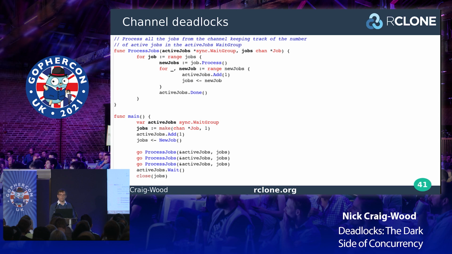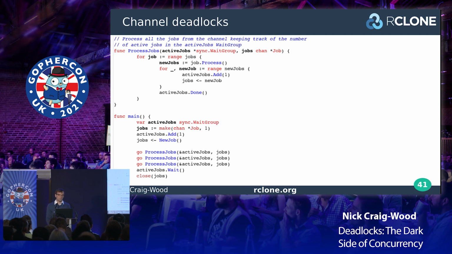So here is the process jobs function, which takes a wait group and a channel of jobs. While running, it takes a job out of the channel, processes it, and adds any created jobs back into the channel. It's written like this with the channel, so we can run a few copies of process jobs concurrently to increase the throughput. And that's what happens in the main routine. We start 3 copies of the process jobs function to increase the throughput.